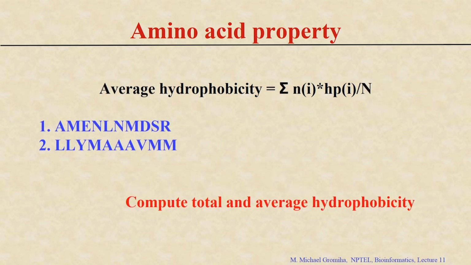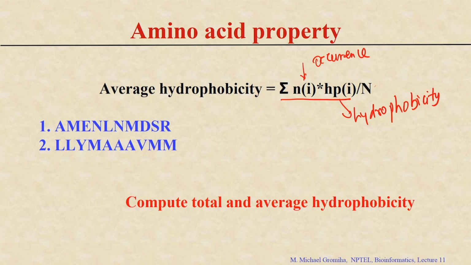So, I have the two sequences now. You can calculate the values using this equation. What is N of I? It is the composition: N of I is the occurrence of each residue. Hb of I is the hydrophobicity of residue I. To get the average, you have to normalize with N. What is N? The number of residues.